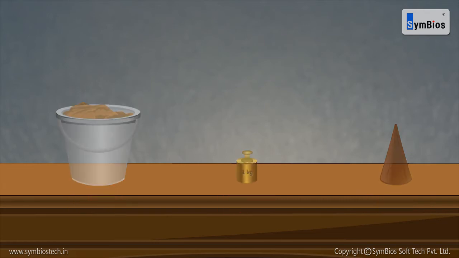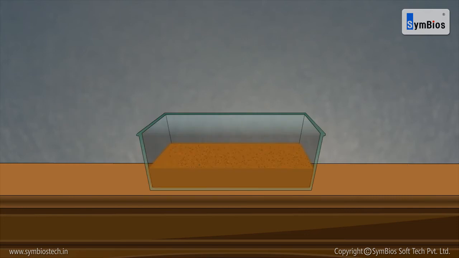Spread the wet sand on the floor such that it layers 3 centimeters thick. Now place the cone on the sand such that its broad end is in contact with the sand. Gently place the 1 kilogram weight on the narrow end of the cone. Remove the cone and measure the depression produced in the sand.